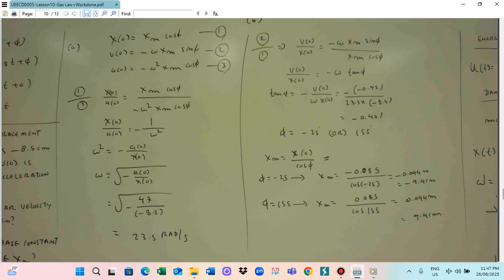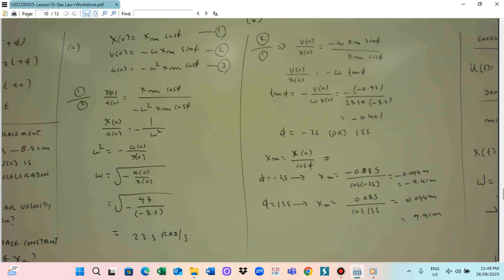And therefore, the omega can be calculated if you know the x0 and a0. x0 is h_m cos phi, a0 is minus omega square h_m cos phi. So we define the equations, equation 1, equation 2, and equation 3. So we can write down the equation here. Equation 1 is divided by equation 3. So x0 by a0 is equal to h_m cos phi divided by omega square h_m cos phi.